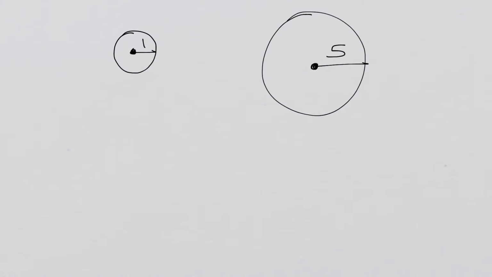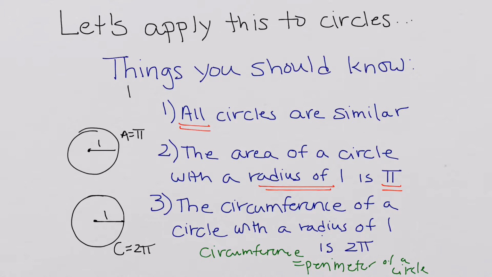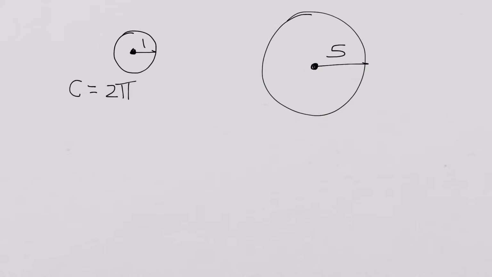if all circles are similar, right? If all circles are similar, right away I can say this. I know that the circumference of this one is 2 pi. And I know that the area of this one is pi. Why? Because it has a radius of 1. If I look at the next circle, I want to know what the circumference of the new circle is. And I want to know what the area of the new circle is.